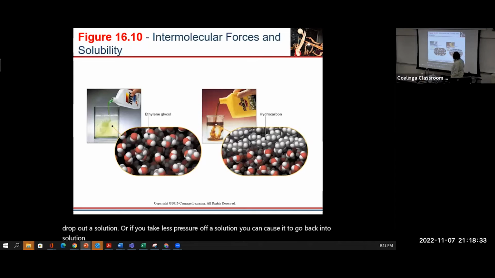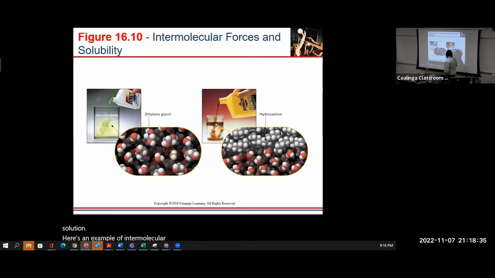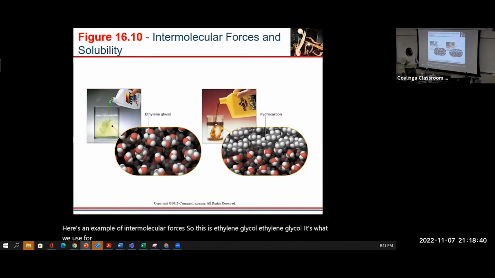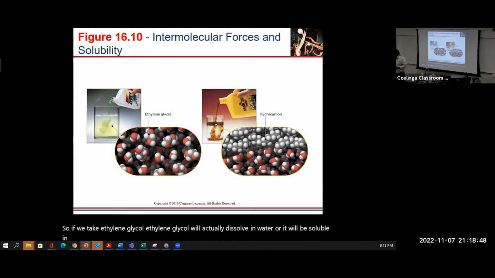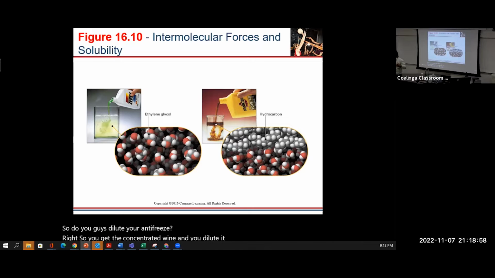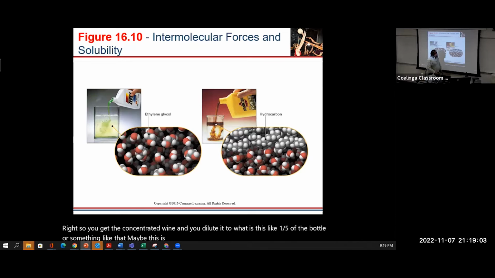Okay, so here's an example of intermolecular forces. This is ethylene glycol. Ethylene glycol is what we use for antifreeze. Ethylene glycol will actually dissolve in water, or it will be soluble in water. You don't see that separation, right? You guys dilute your antifreeze. You take the concentrated one and dilute it to, what is it, like one-fifth of the bottle or something like that. Believe me, dilute your antifreeze, because if you use concentrated stuff, it'll blow your radiator.